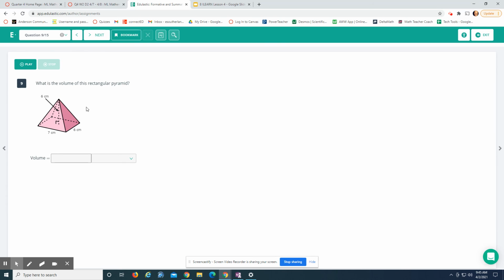And then this is a pyramid. Remember that it is 1/3 times the area of the base shape. In this case it is length times width times the height of the pyramid.